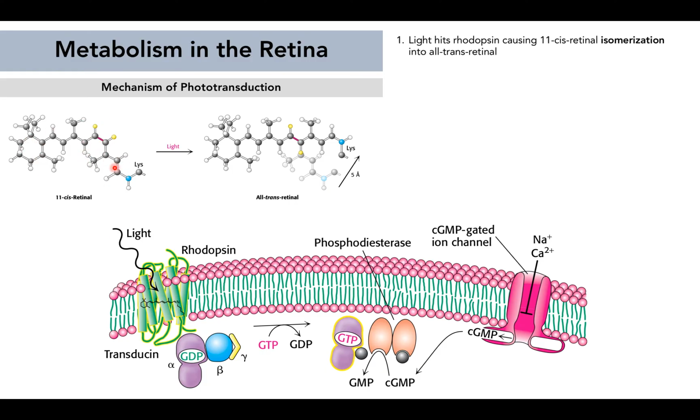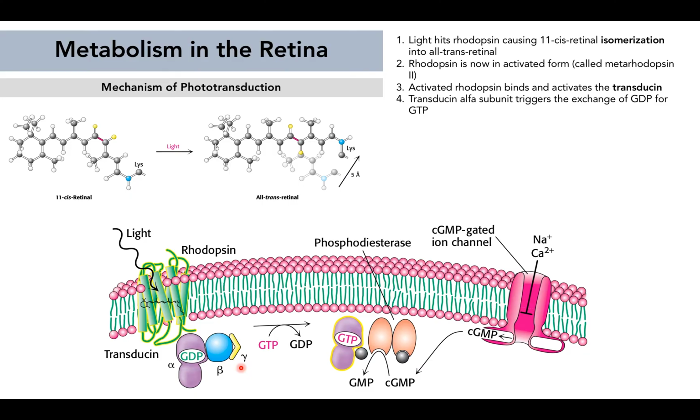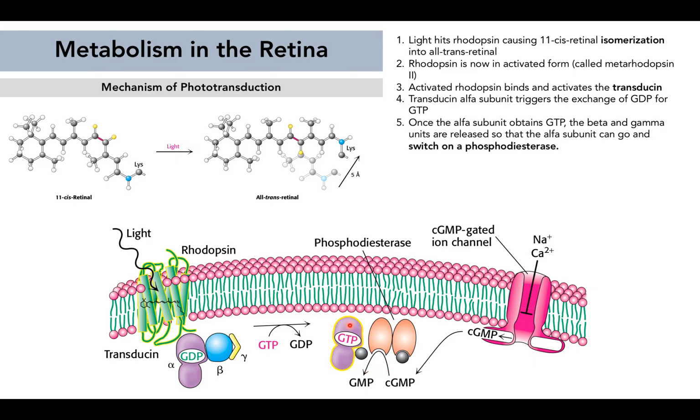It's in a bent form, and it will convert it into a linear isomer called all-trans-retinal. This will initiate the next process. Once 11-cis retinal is converted into all-trans-retinal, this will activate rhodopsin. Activated rhodopsin will then activate transducin, which is the G protein. When transducin is activated, it will exchange GDP for GTP, and the GTP will then activate the phosphodiesterase units.